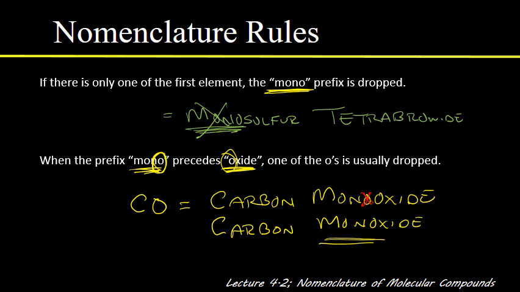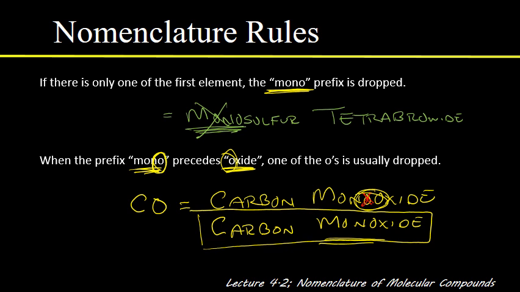Sometimes you'll see people get rid of vowels in other places, like if you have tetraoxide, some people will say tetroxide and drop that O, but that's not really standard. It is standard to drop one of the O's when you have those 2 O's back to back in monooxide. So if you've got 1 oxygen, then it's always named this way, monoxide.